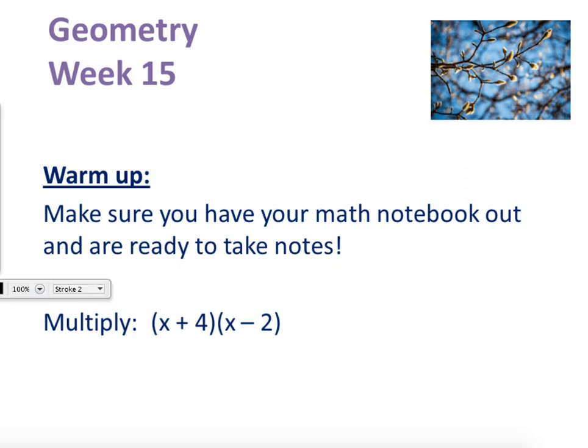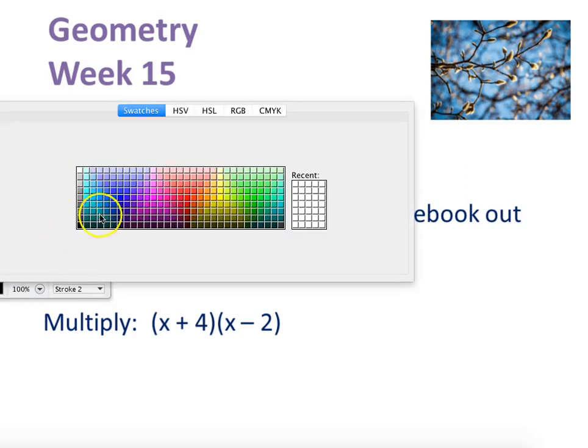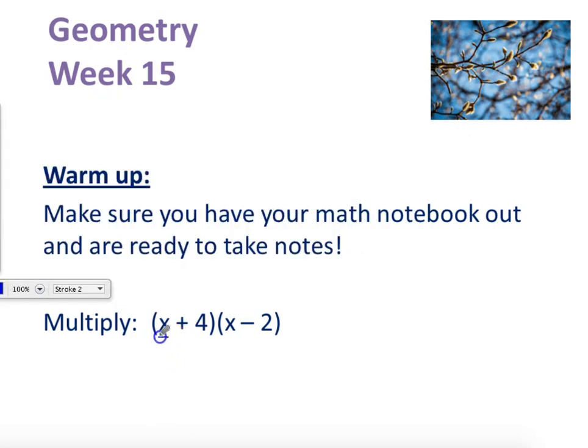All right, so let's get out a different color here. We are going to distribute. So we're going to take this first term in our first set of parentheses, the x, and multiply it times the first term in the second set of parentheses, and we get x squared. Then we're going to do that again. We're going to take x and multiply it by the second term. And remember that -2 is attached to the x term. So that is going to become -2x.